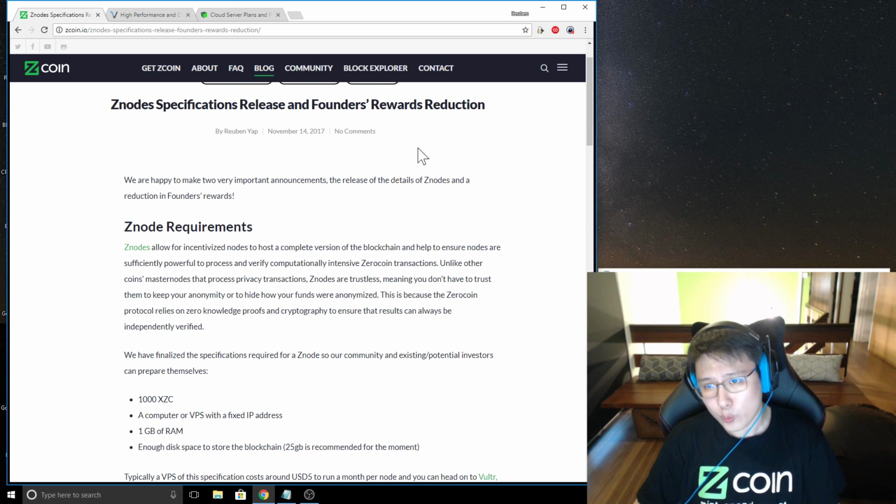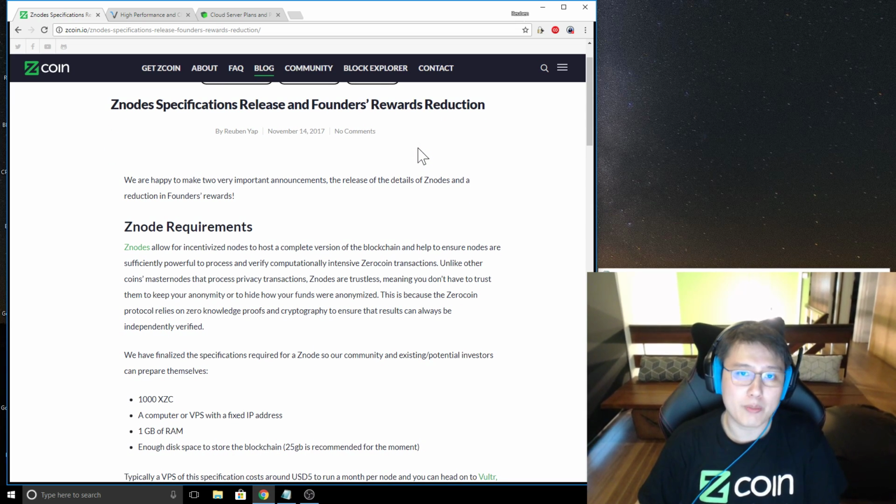The second thing that you would need to prepare in advance, a lot of people have been asking this question, is what kind of specifications do you require to run a Znode? Well, it's actually quite low. Basically you can run it off your own computer, but the problem is that it needs to be up 24/7 and have a good internet connection. You don't want it to be dropping out and changing IP all the time.